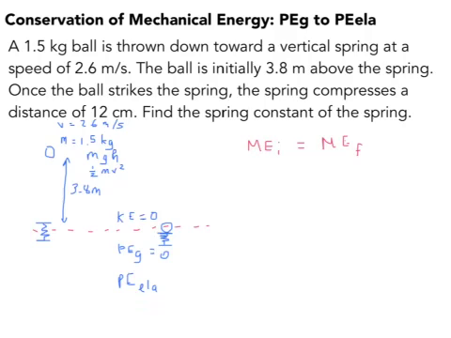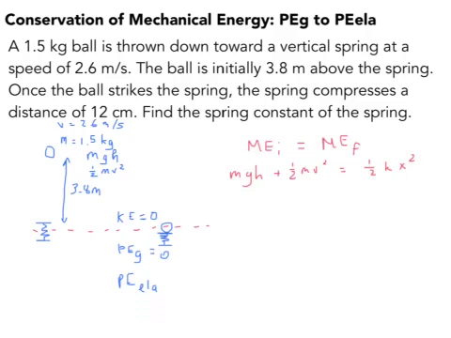Initially, there is mgh. We wrote that one down. And there's 1/2 mv squared. At the end, all we have is the 1/2 kx squared. Okay, the masses don't cancel, right? The masses usually don't cancel whenever there's elastic potential energy because there's no m in that equation.